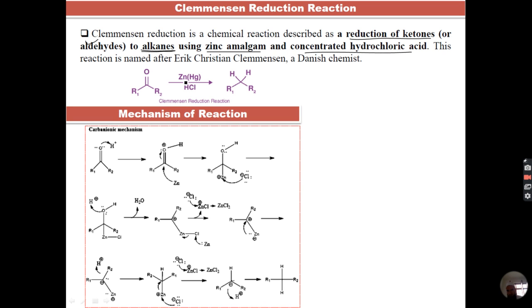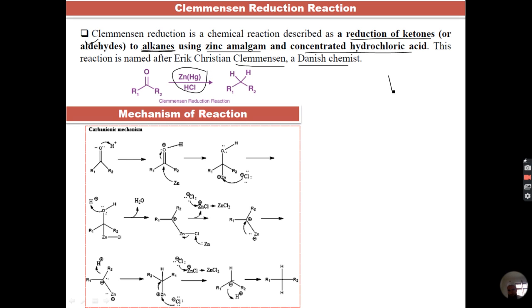So we use zinc amalgam, that is zinc and mercury. This I will discuss after some time. Overall this reaction was named after a Danish chemist, Clemmensen. So it's called the Clemmensen reduction reaction. This is the reaction which we have discussed already. Now the point is, what is this zinc amalgam?